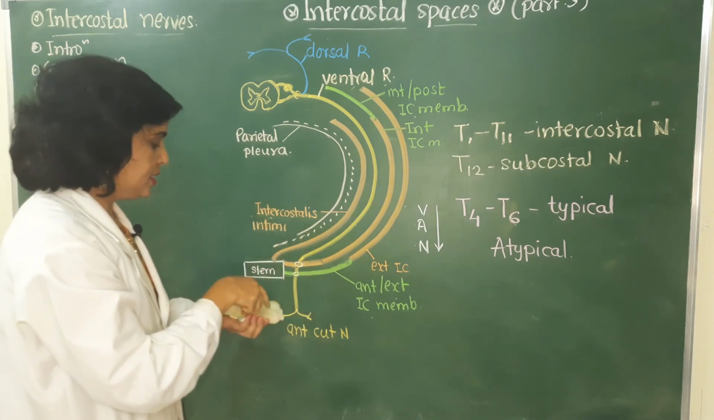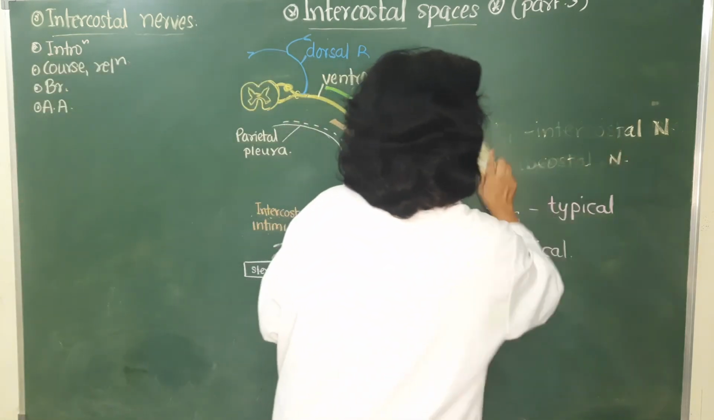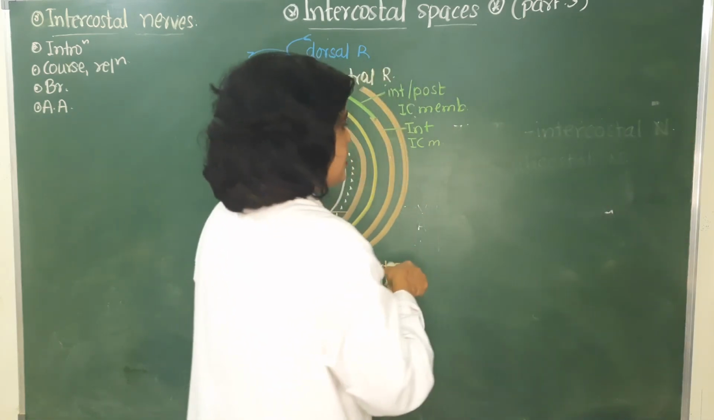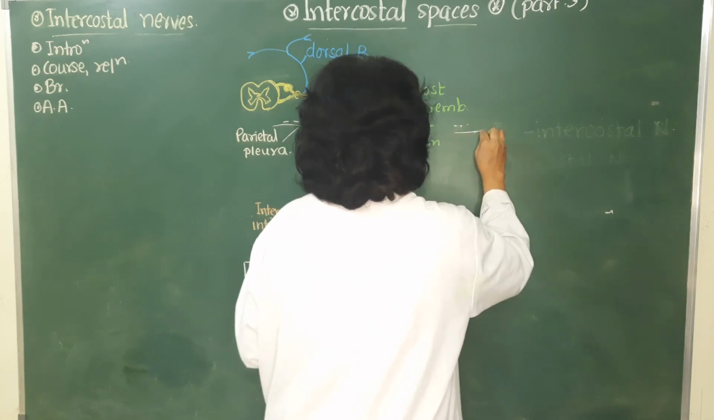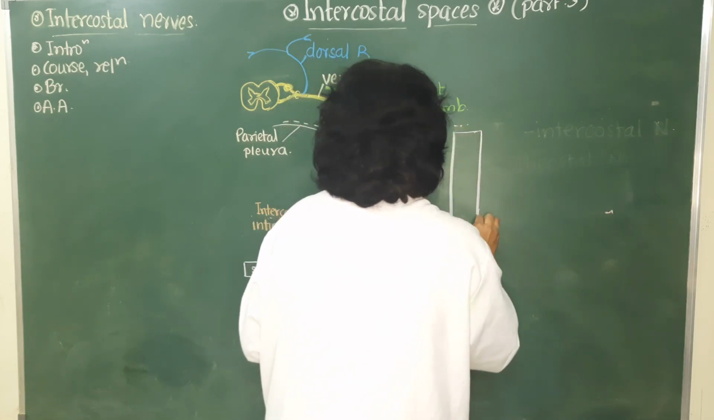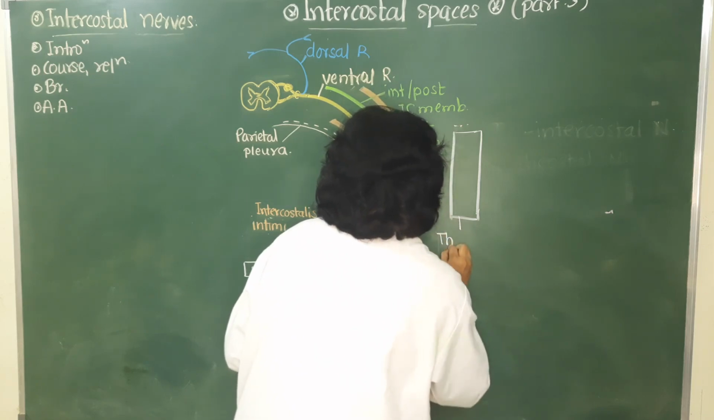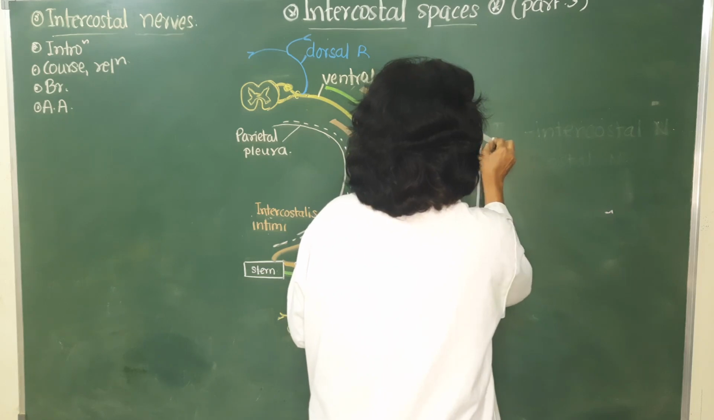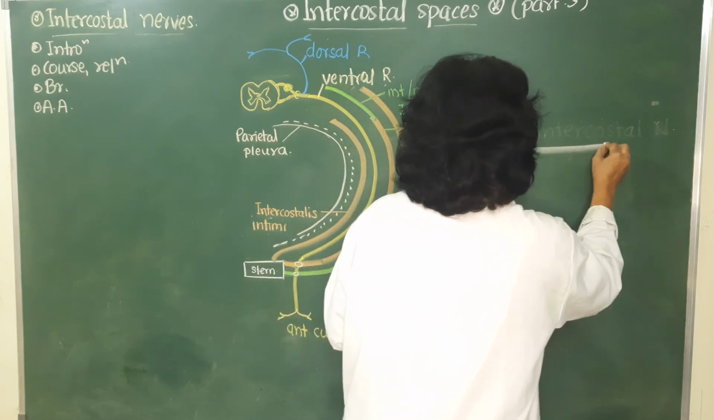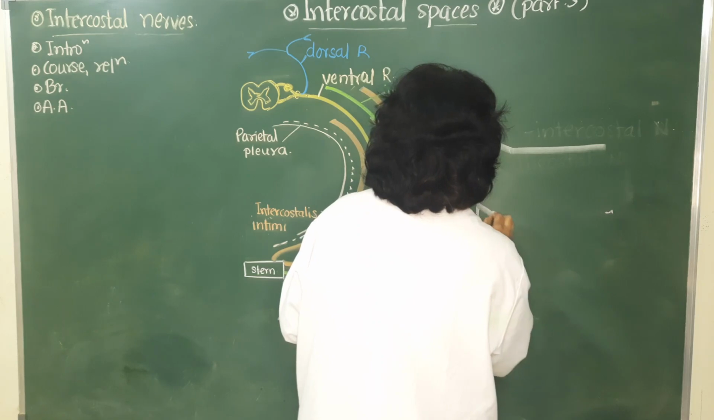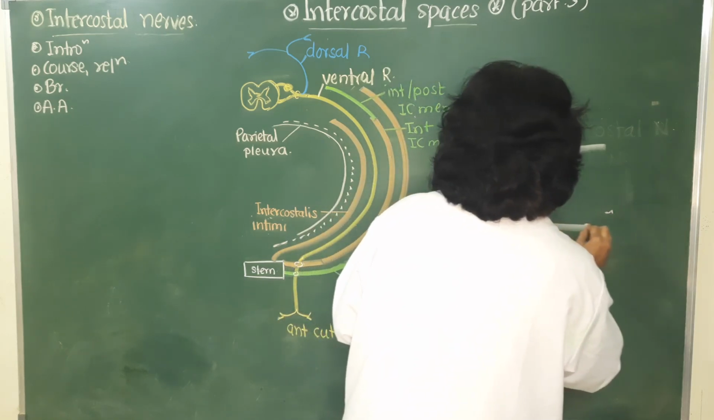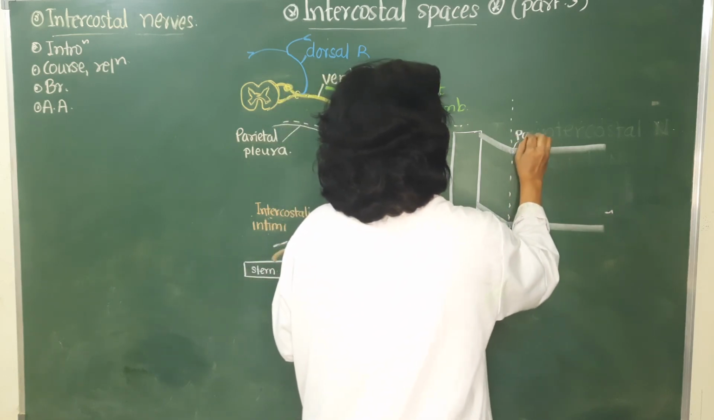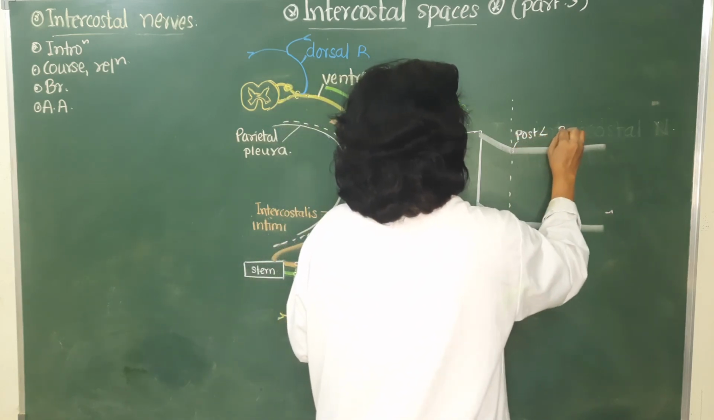Now for the branches, here I will draw a diagram. Suppose here is the thoracic vertebra, or the vertebral column you can say. If I have to draw the rib, it is like this. Suppose here is one rib and here is another rib. You know the parts of the rib. Imagine here what I have drawn: this is the posterior angle, and this is the rib.